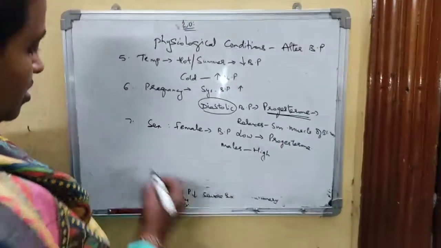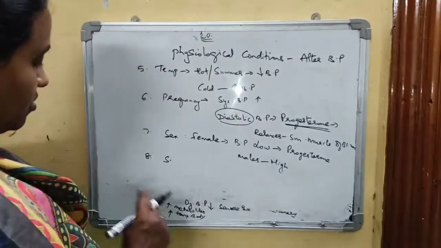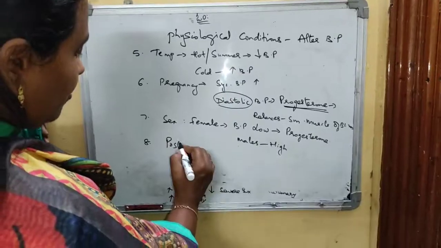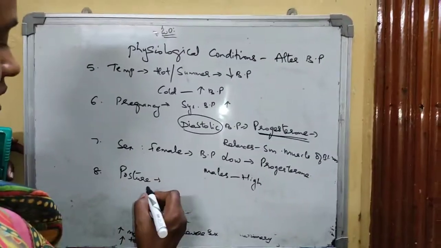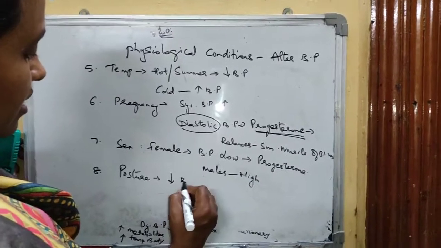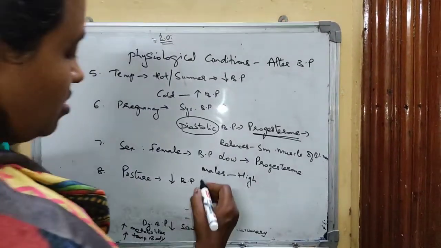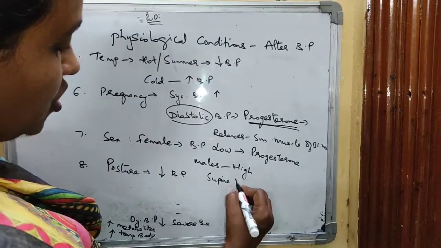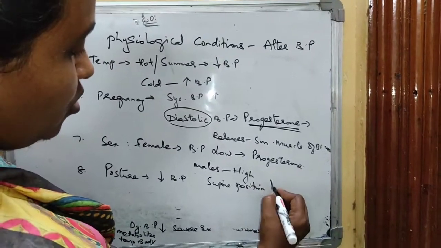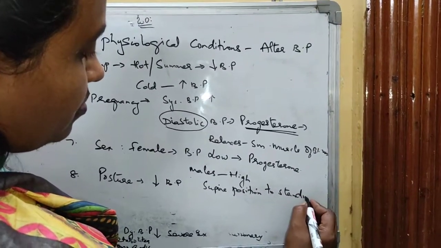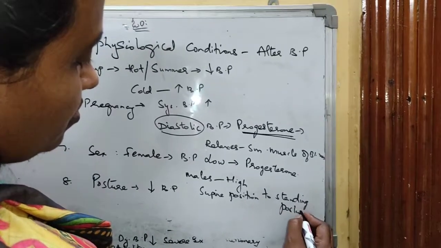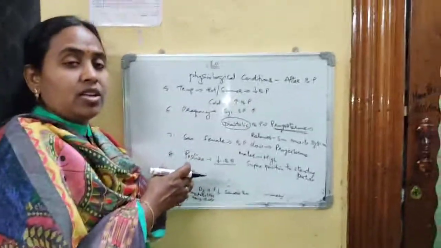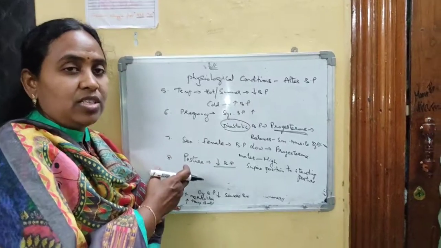Next factor is posture. Posture is another factor which alters the blood pressure. There is a sudden decrease in the blood pressure when the person gets up from lying down or supine position to standing position. There is a fall in the blood pressure. So these are some of the physiological conditions wherein the blood pressure is altered.